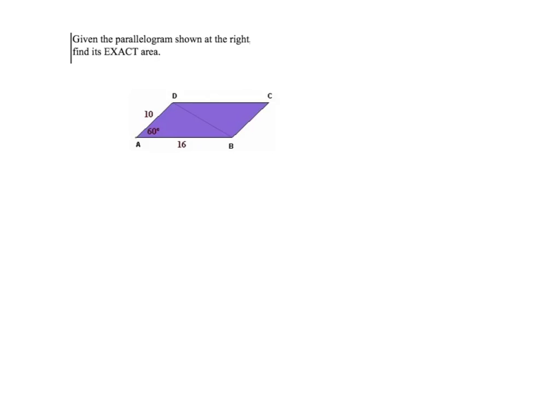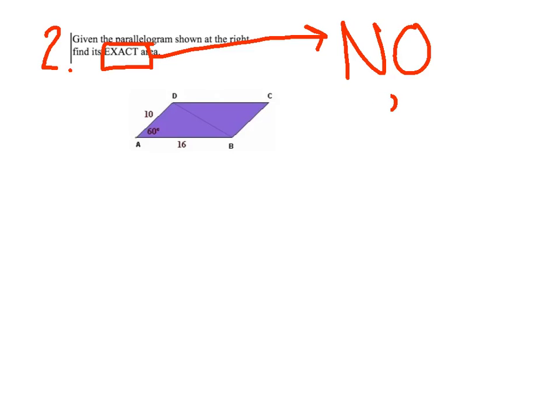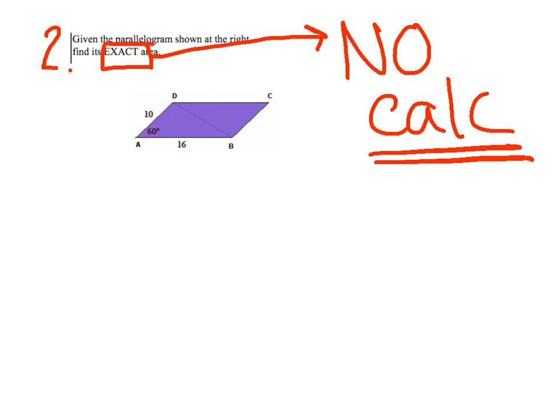Alright, let's dive into example 2. Given the parallelogram shown at the right, find its exact area. Okay, so two things to catch here. Notice they even put the word exact in capital letters. Remember from our previous trig days that exact means no calculator. Okay, so that means they're going to give us an angle that's 30, 60, 45, an angle we should know.